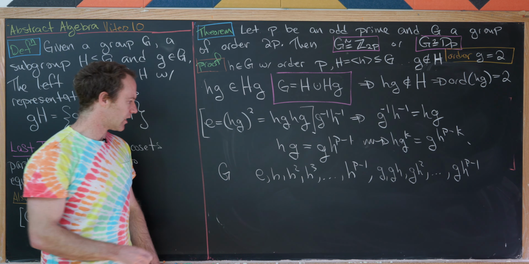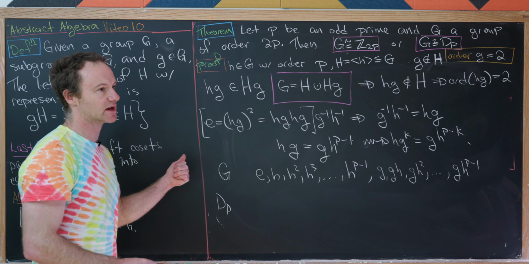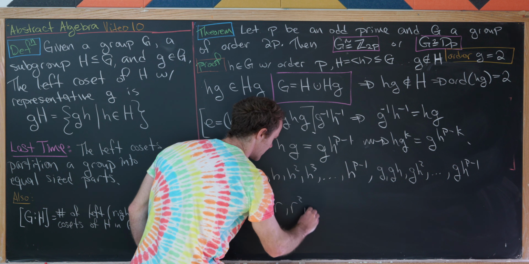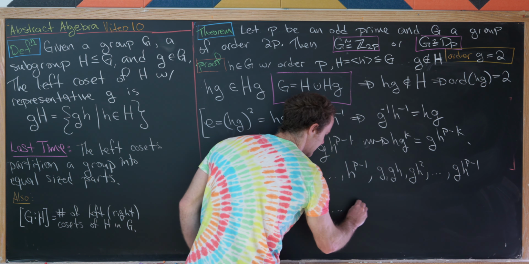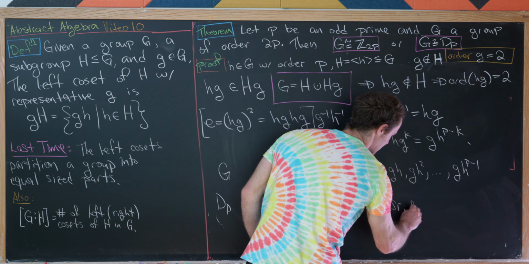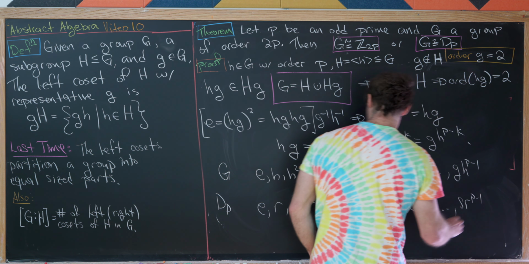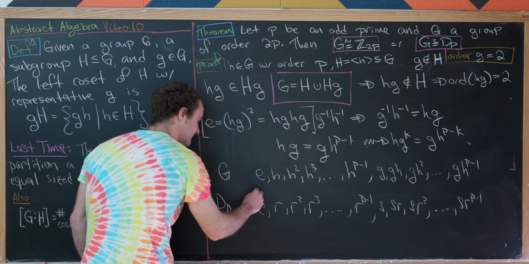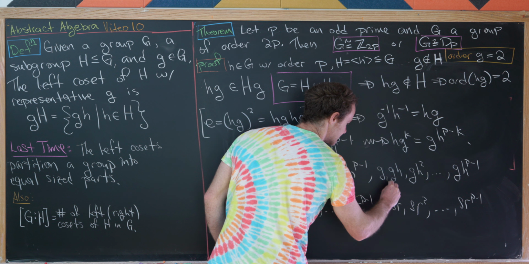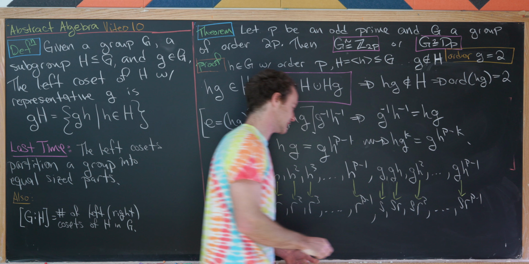Okay, but now we can write Dp under here, and notice that we've got a very obvious map. Here's the identity, here's r squared, here's r cubed, all the way up here to r to the p minus 1, and then we'll have sr squared, all the way up to sr to the p minus 1. And now if we define a map that goes right down the columns, it's quote unquote easy to check that this is an isomorphism.